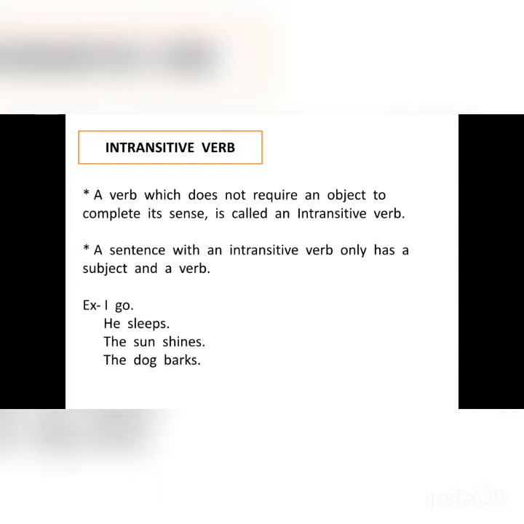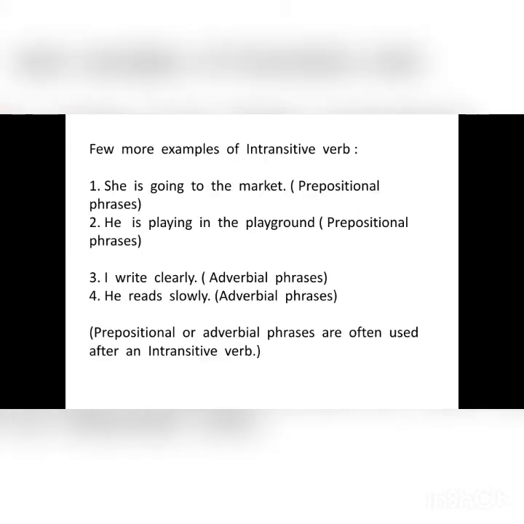Second is, he sleeps. He here is the subject and sleeps here is the intransitive verb. Third is, the sun shines. So, shines here is the intransitive verb. The fourth is, the dog barks. So, barks here is also an example of an intransitive verb. Now, let's see a few more examples of intransitive verbs.